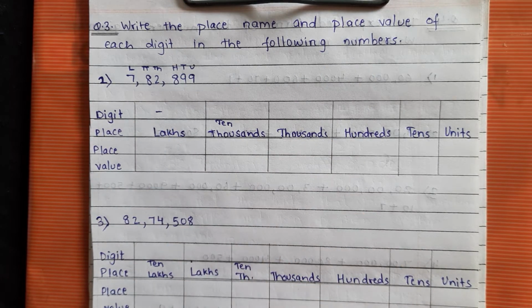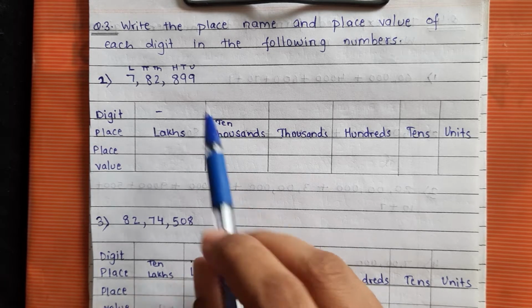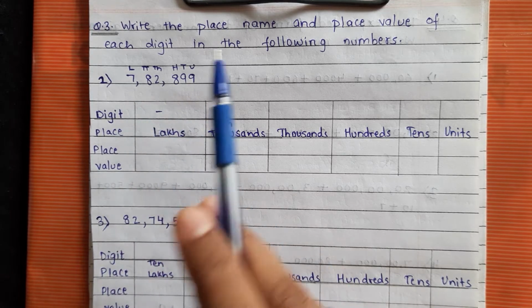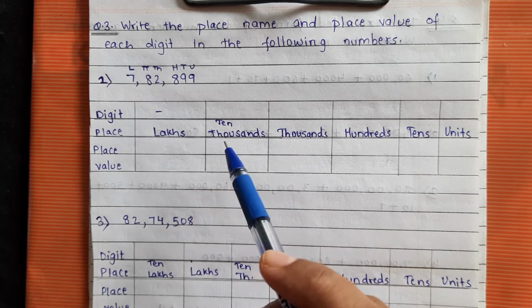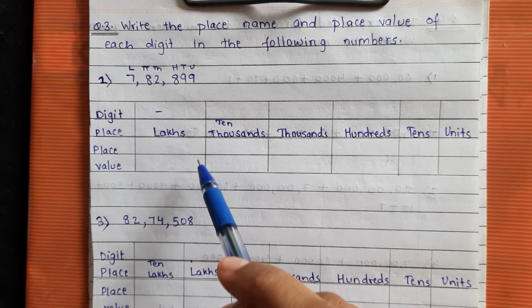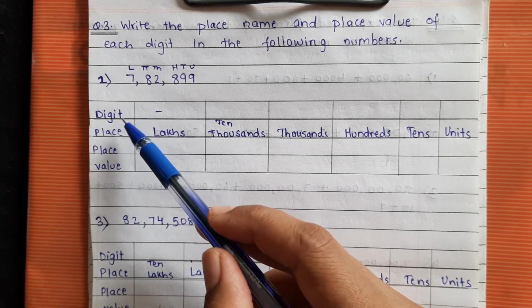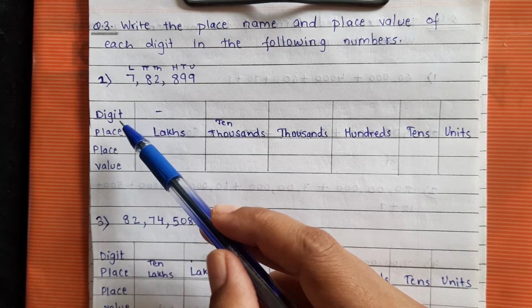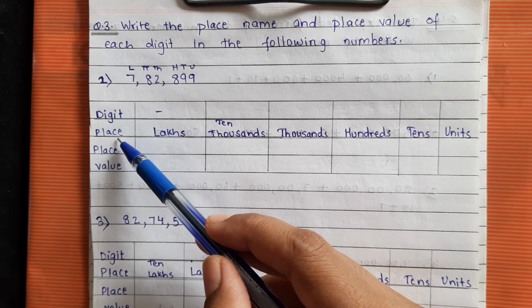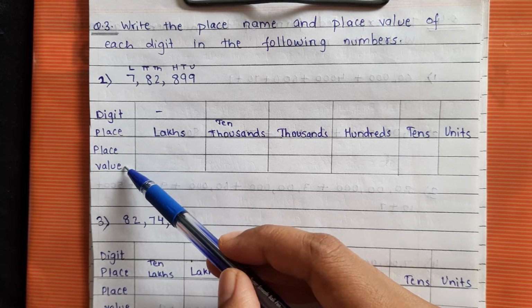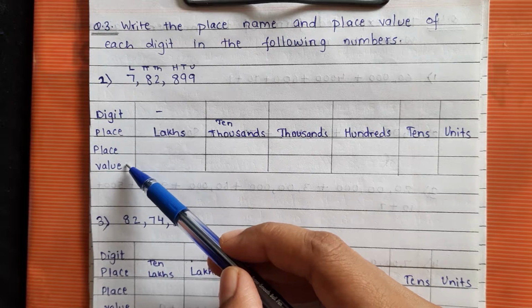In question number 1, we wrote the place value of only the underlined digit, but here we have to write the place value of all the digits. So for solving this question, in all the numbers, we have to draw such tables first. The first row will be of digits. The second will be of place, means the name of the place. And the third one will be of place value.